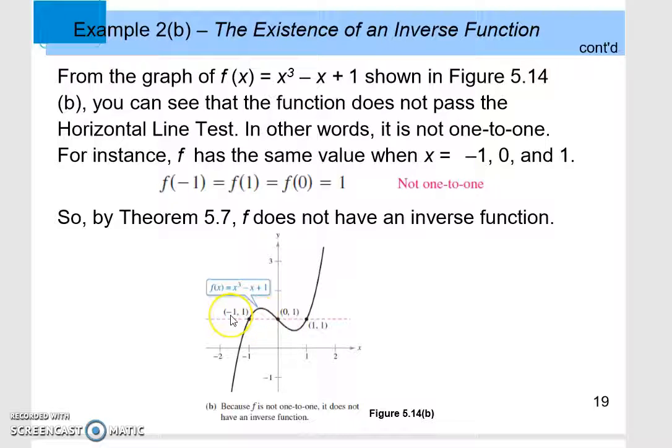So if we plug in -1, we get 1. If we plug in 0, we get 1. And if we plug in 1, we get 1 as well. So it hits it in actually 3 different places. So it can't be 1 to 1.